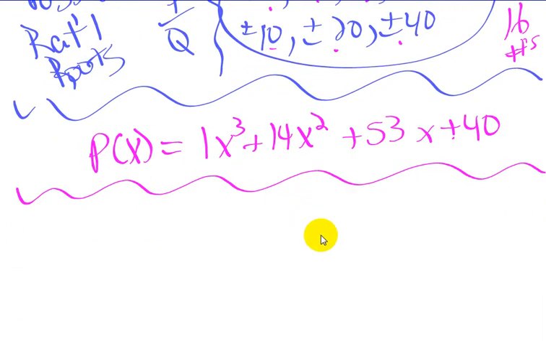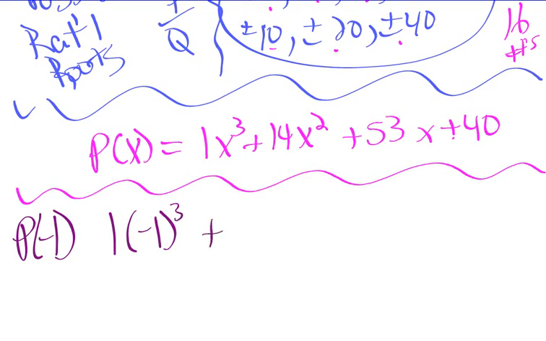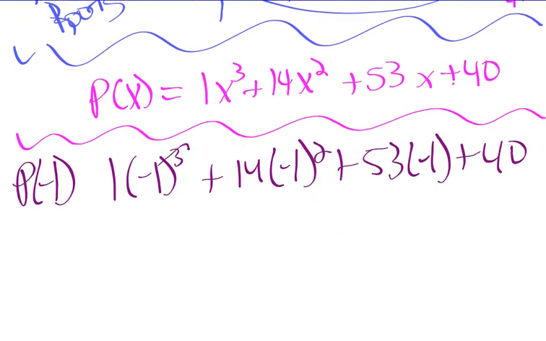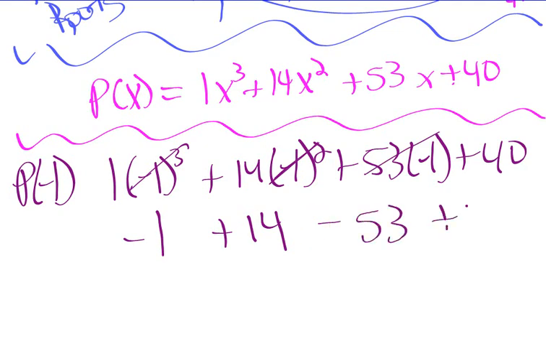Now let's check the negative one. What's p of negative 1? Now I'm going to say 1 times negative 1 cubed plus 14 times negative 1 squared plus 53 times negative 1 plus 40. Possibly might work. Let's see. Negative 1 cubed is just negative, so this becomes negative 1. 14 times negative 1 squared is positive, so we have a plus 14. 53 times negative 1 is negative 53, and then 40.